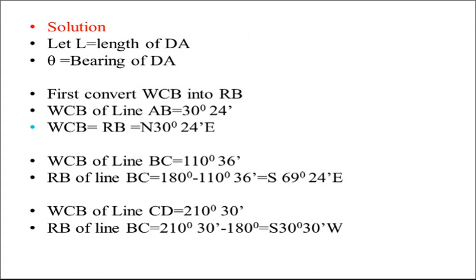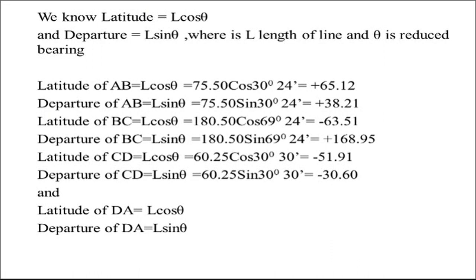Next, we know the formula for latitude is equal to the length of that line into cos of the reduced bearing, that is L cos theta, and departure is equal to L sin theta, where L is the length of that line and theta is the reduced bearing of the line. So first of all we will calculate latitudes of various lines.